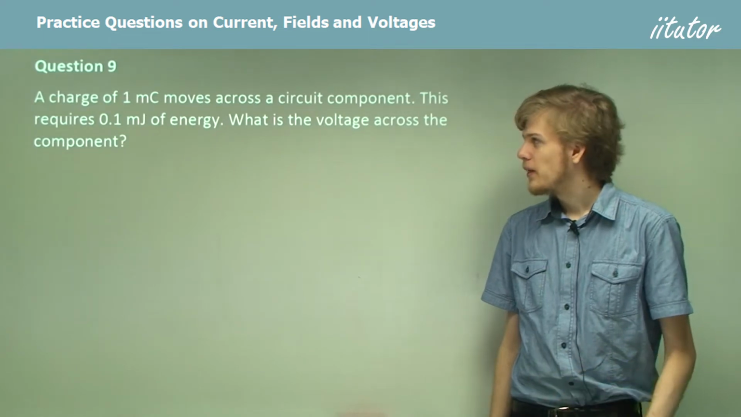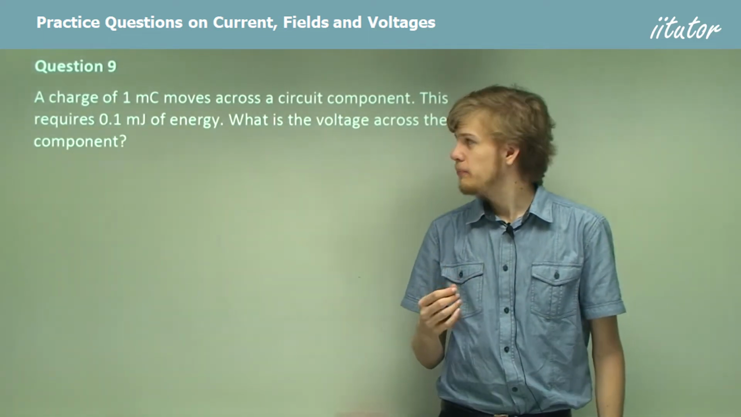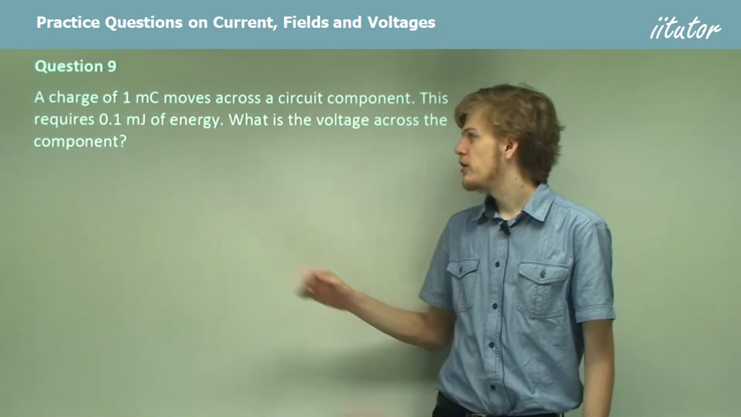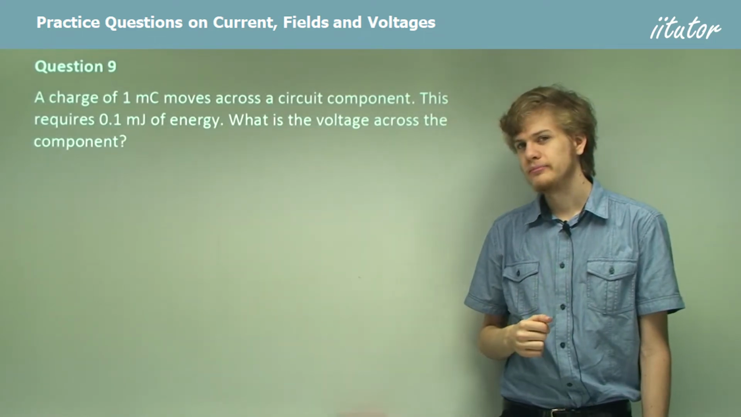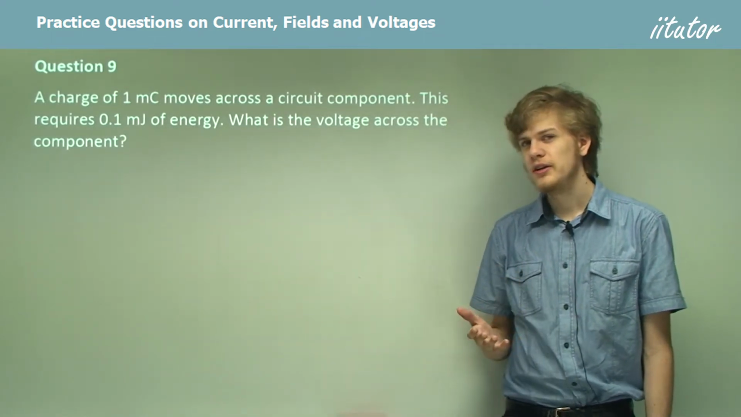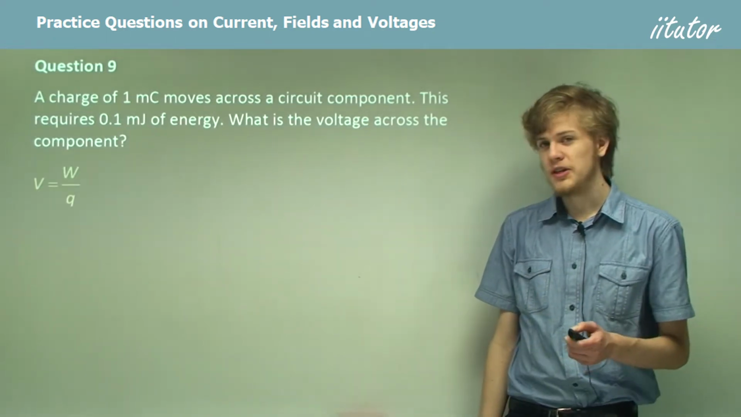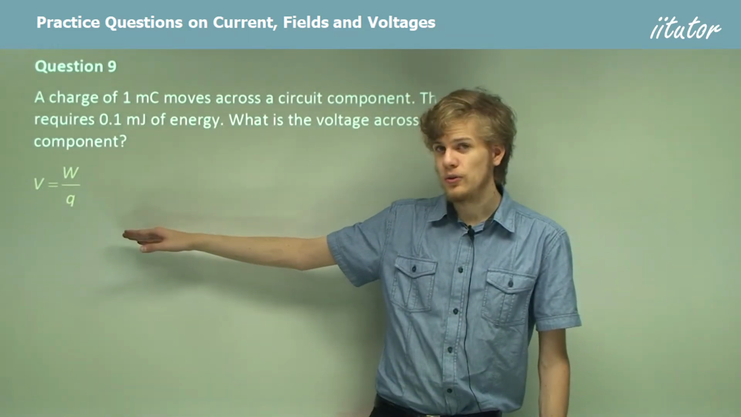Question 9. A charge of 1 millicoulomb, so that's 1,000th of a coulomb, moves across a circuit component. This requires 0.1 millijoules of energy. What is the voltage across the component? Can you remember our equation for voltage in terms of energy and charge? It looks something like this. V equals W, that's energy, over Q.